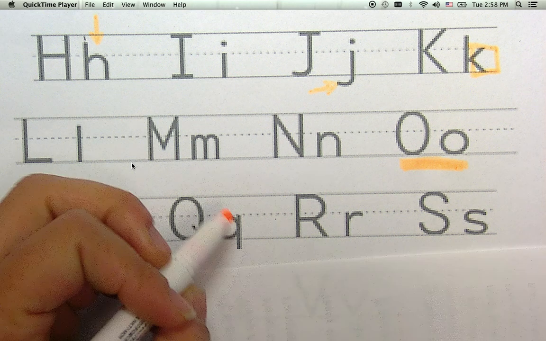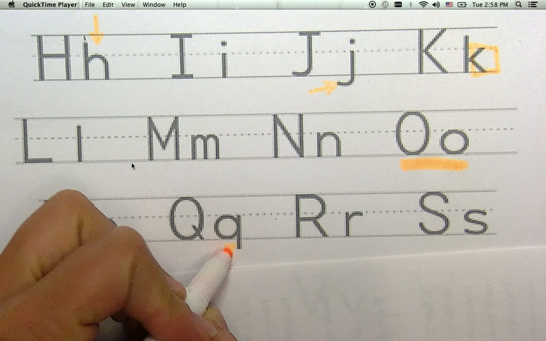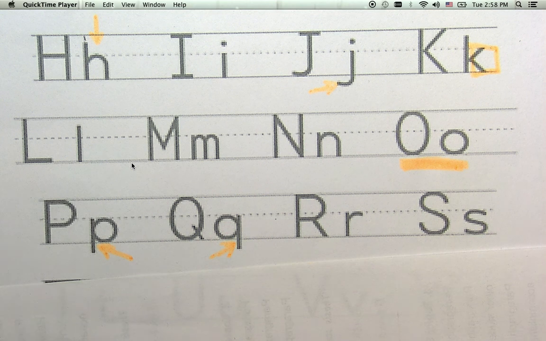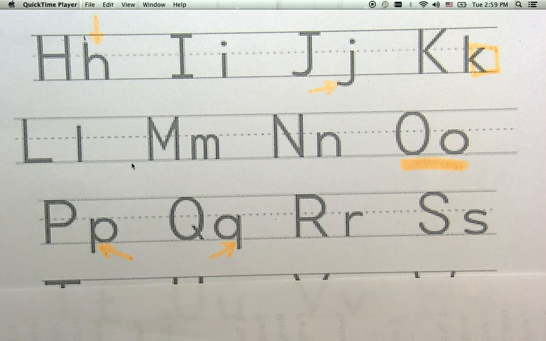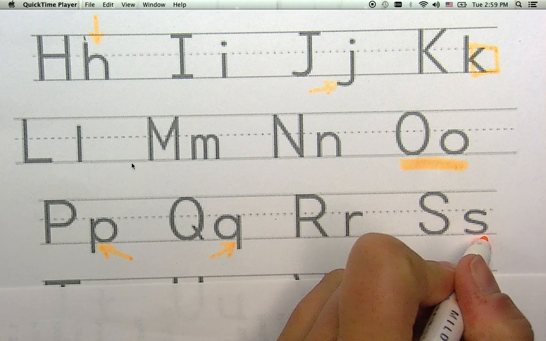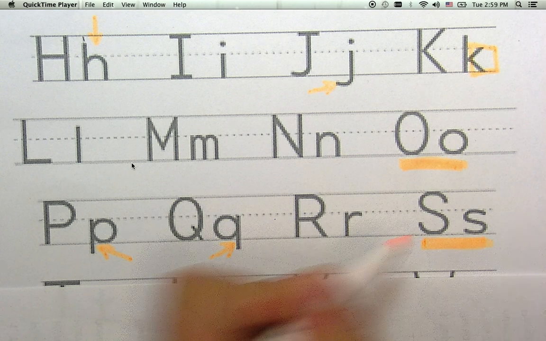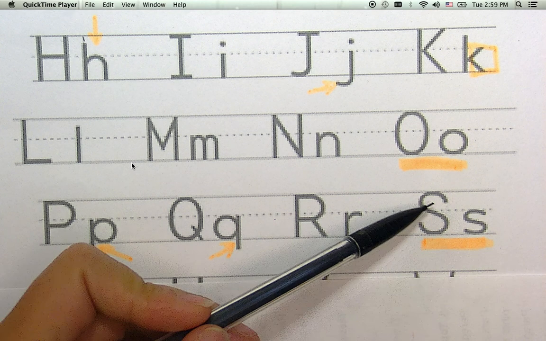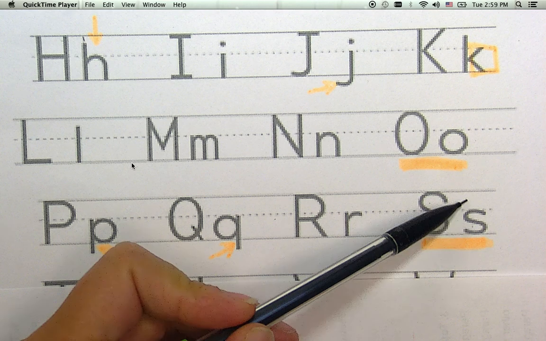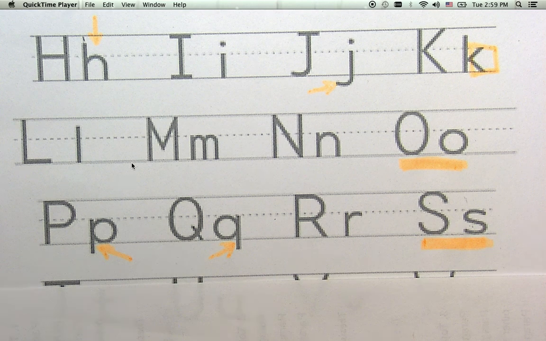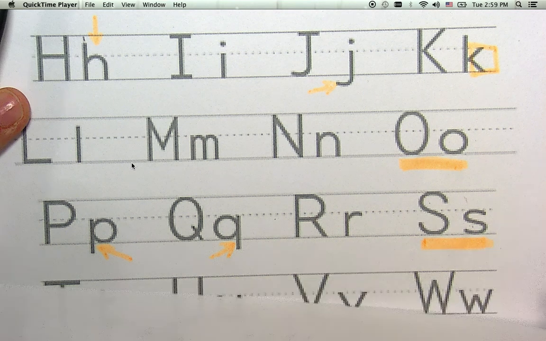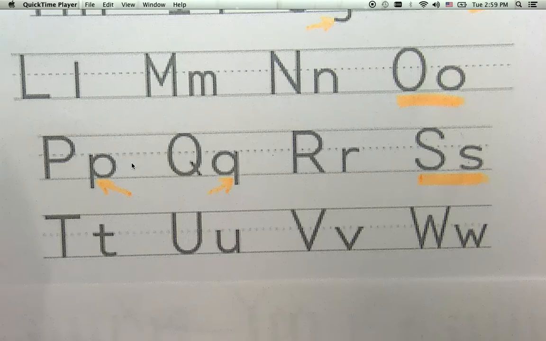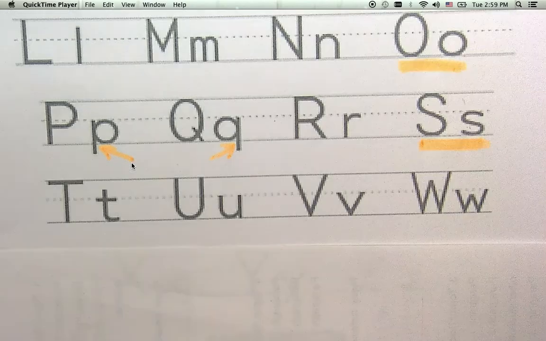Q changes shape and size, and let's remember that the tail should be below the line. R changes shape and size. S does not change shape, so it is extra important to remember to change the size of the S. A capital S should be 2 times as big as most of the small letters that might come after it. T changes shape and size.